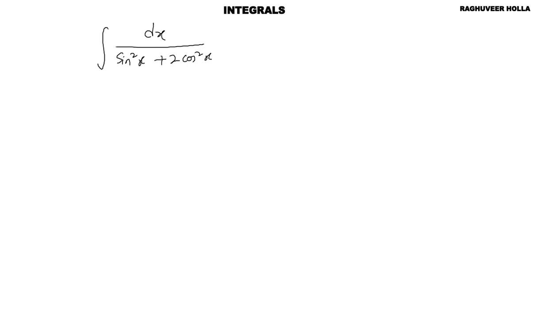Now let us divide numerator and denominator by cos square x. So I get 1 by cos square x becomes secant square x, divided by sine square by cos square becomes tan square, and cos square by cos square becomes 2. So I'll put the constant here, and 2 plus tan square x.